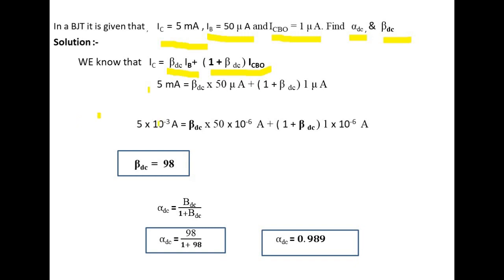So we have got 5 into 10 to the power minus 3 ampere equal to beta DC into 50 into 10 to the power minus 6 ampere plus 1 plus beta DC into 1 into 10 to the power minus 6 ampere. Using this equation, after solving, we get beta DC as 98. And we know that alpha DC is equal to beta DC upon 1 plus beta DC. So we have also got alpha DC is equal to 98 upon 1 plus 98, that is alpha DC is equal to 0.989.